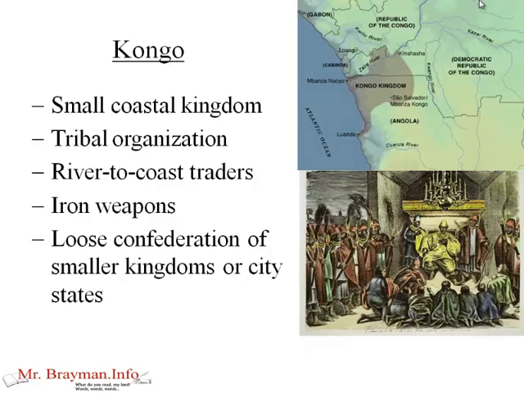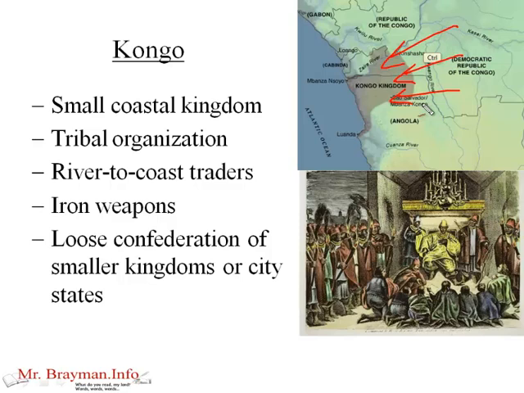Going further south into modern-day Congo, this was the early kingdom of Congo, often spelled with a K. This was a very small coastal kingdom, again organized by tribes, and they were river-to-coast traders. So they would bring things along the river networks from the interior jungles out to the coast. These are things like ivory and woods, and they were successful because they had iron weapons.